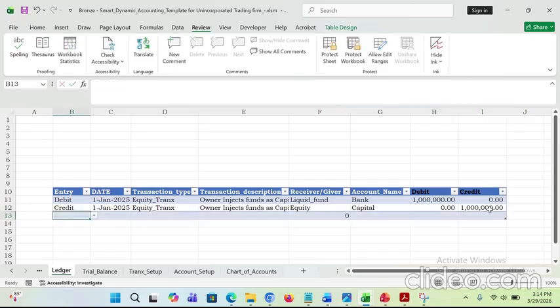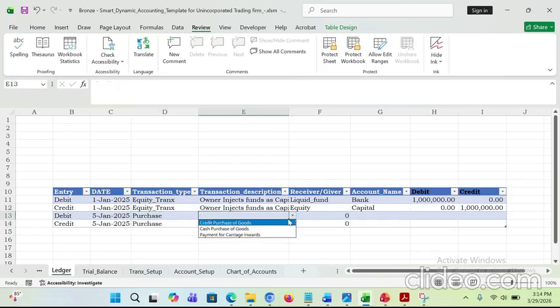All right, so let's assume that we made a purchase. As usual, we have a debit leg and a credit leg. Let's assume on January 5th, 2025, we made a purchase. So the transaction type we select is purchase, right? And the description will be we made a cash purchase.